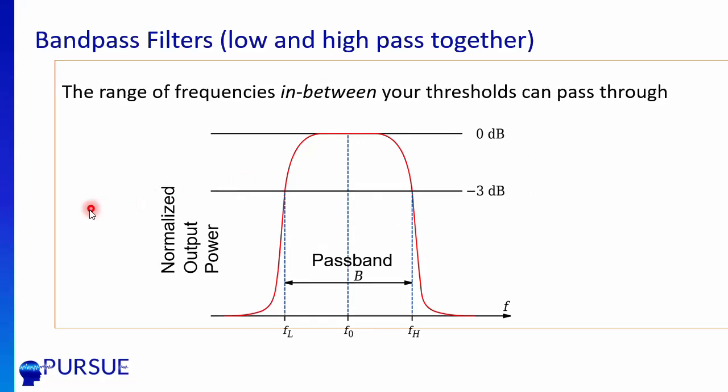Now, a bandpass filter is really just smashing a low and high-pass filter together, right? So you're just specifying a range. You're doing it in one pass, but you're filtering everything above a lower edge frequency or below an upper edge frequency. And that's what we call a bandpass filter.